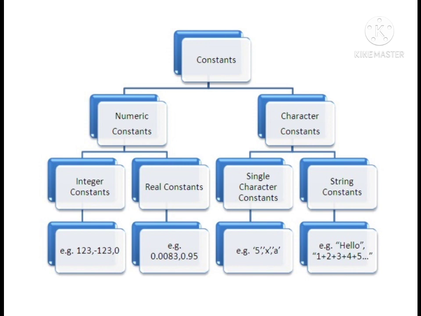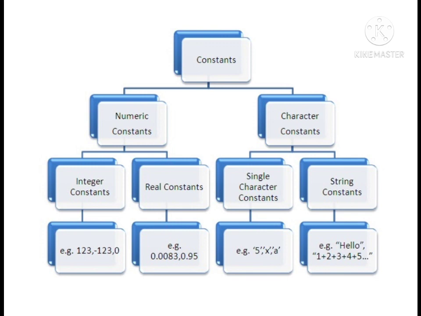Next are character literals, which are also called single character constants. These are alphanumeric in nature. All letters, digits, and special symbols are termed character literals. For example, 'A', '5', 'X'. These characters are enclosed within single quotes only.